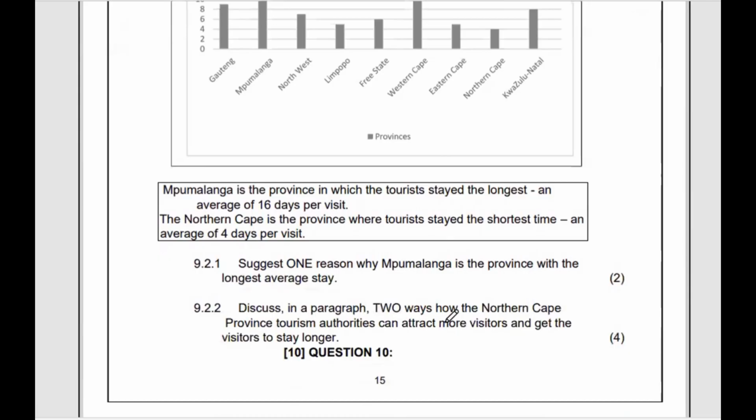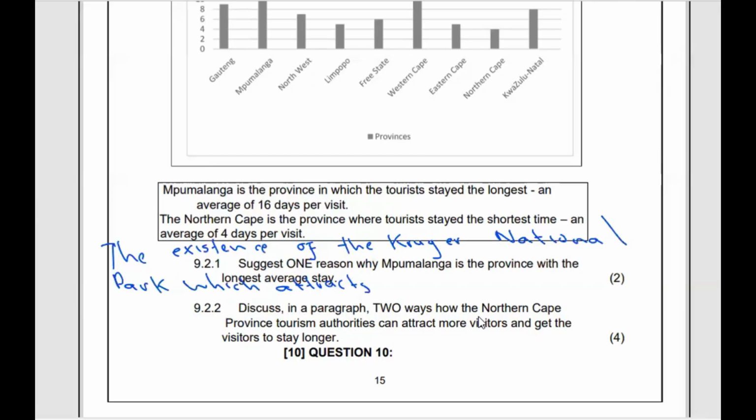Suggest one reason why Mpumalanga is the province with the longest average stay. So one possible reason is the existence of the Kruger National Park. Kruger National Park is actually located in Mpumalanga and other parts of the Limpopo province. So the existence of the Kruger National Park, which attracts the safari type of tourists.